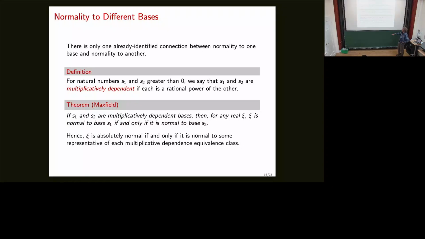So there's one aspect of normality in one base which is related to normality in another. Say that two natural numbers are multiplicatively dependent if they're both powers of a common base. That's another way to say it. If you have two numbers that are multiplicatively dependent, then normality with respect to one is the same as normality with respect to the other. If you're normal to base 4, you have to be normal to base 8, and conversely. So that's one connection between normal in one base versus normal in another.